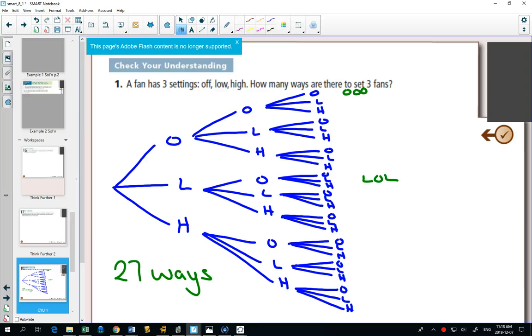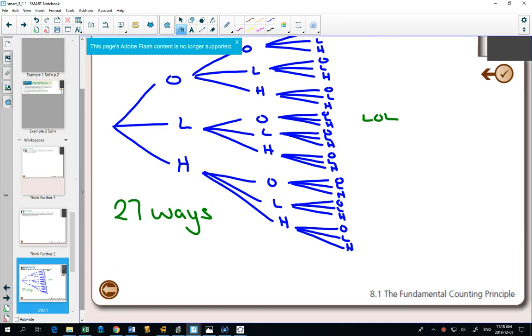The fundamental counting principle says make a space for each decision you have to make. In this case, with 3 fans, you have to make 3 decisions. The setting on fan number 1, the settings on fan number 2, and the settings on fan number 3. So I have 3 decisions I need to make. In those spaces, write down how many choices you have for that decision.